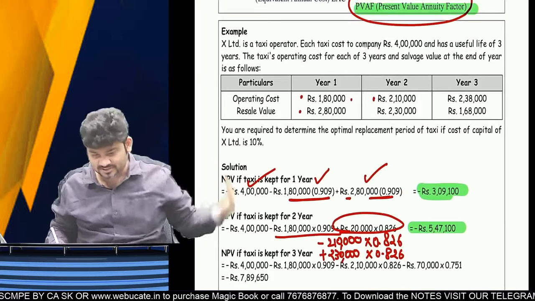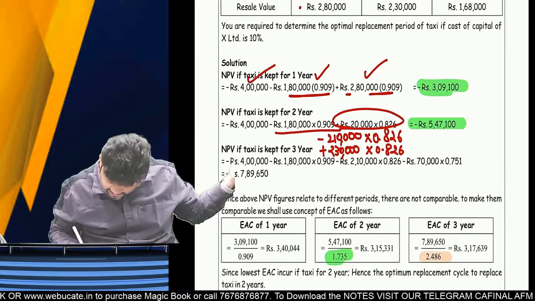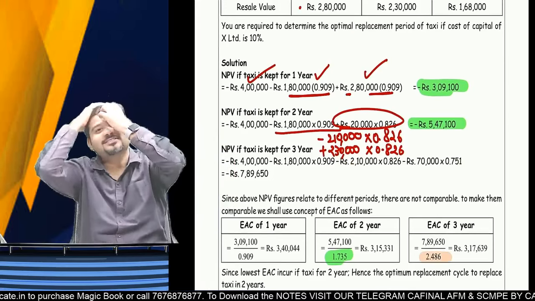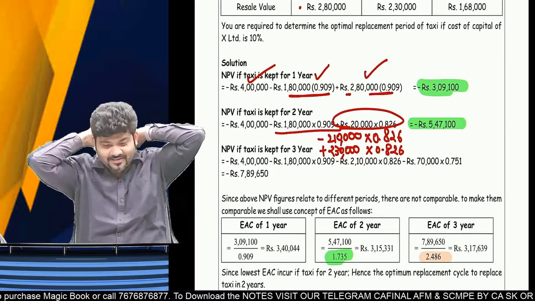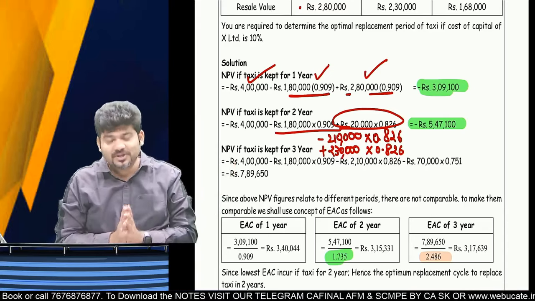The same thing will happen for 3 years also. And this we will divide by the present value annuity factor for 3 years. Are we clear, everybody? And with this, we decide the replacement decisions.